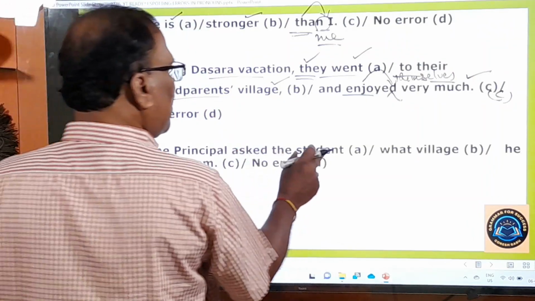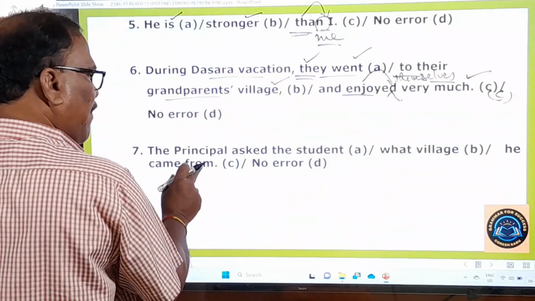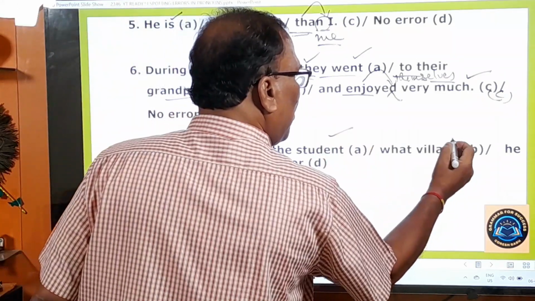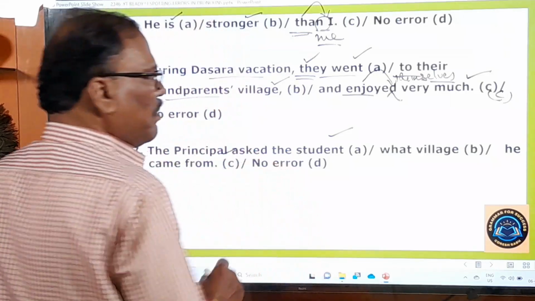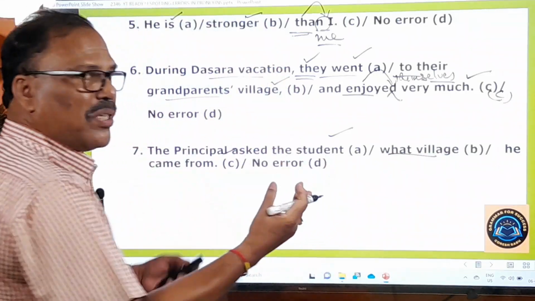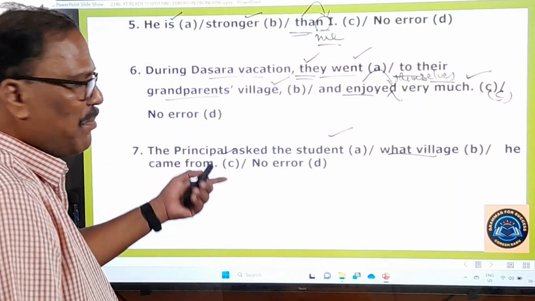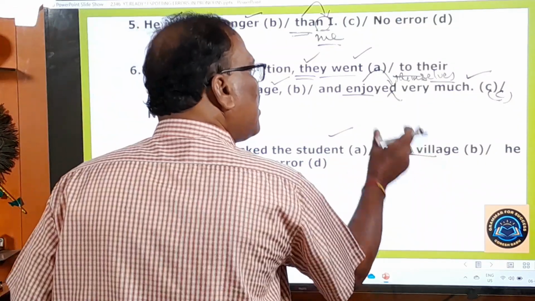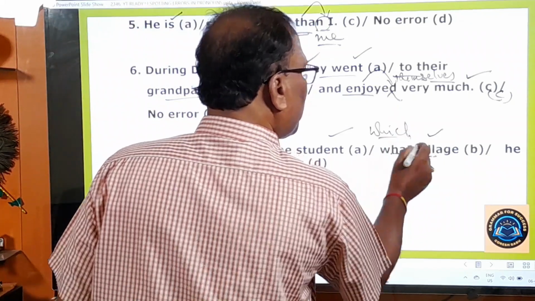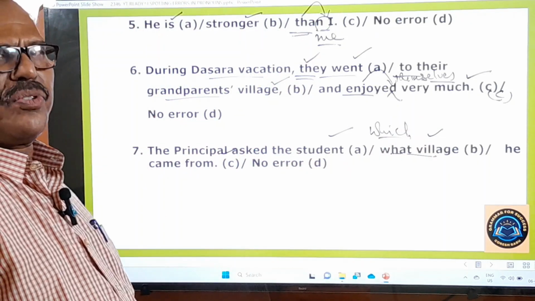The principal asked the student what village he came from. Okay, if you observe this sentence, in the A part there is no mistake, in the C part there is no mistake, only in the B part there is a mistake. The principal asked the students, absolutely all right. He came from, absolutely all right. But what village is not correct. What village you should not say. Which village.